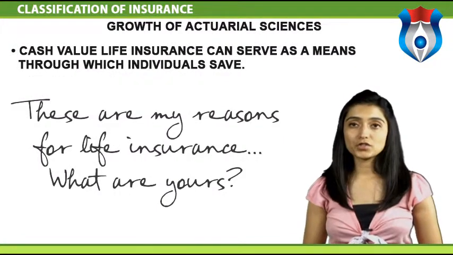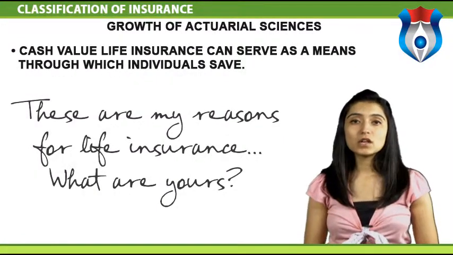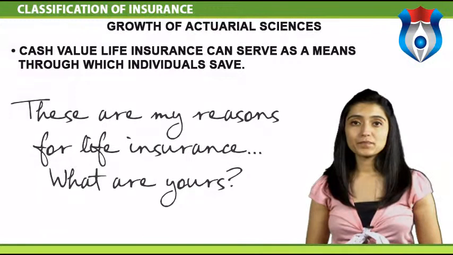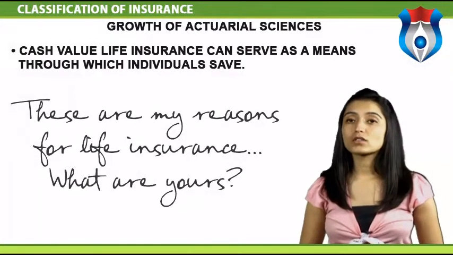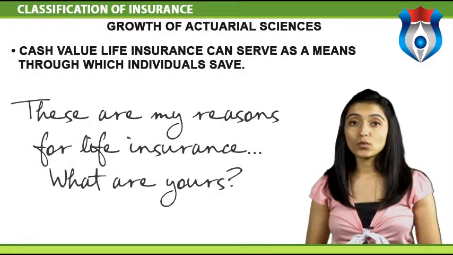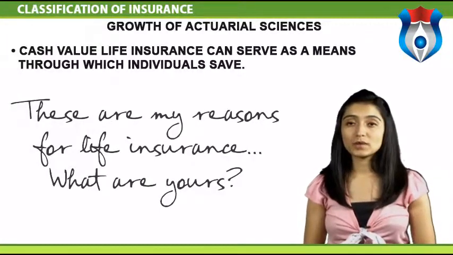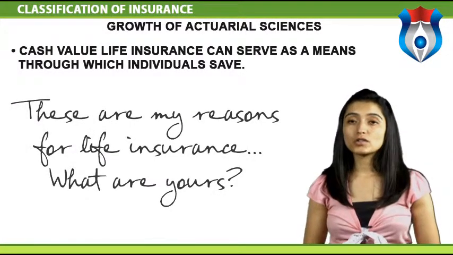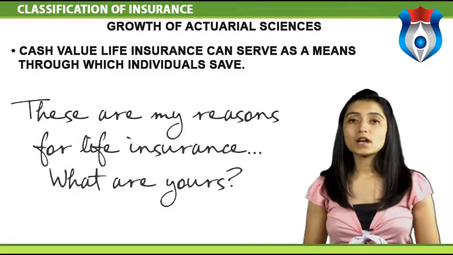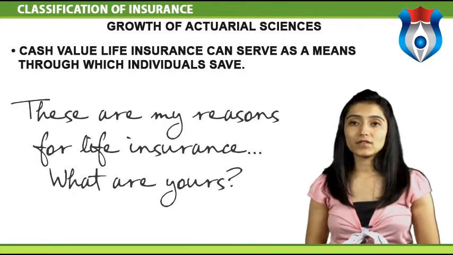Cash value life insurance can serve as a means through which individuals save. Many persons who might not otherwise save consistently will, nonetheless, regularly pay their life insurance premiums. Thus, life insurance might constitute a type of quasi-compulsory savings.